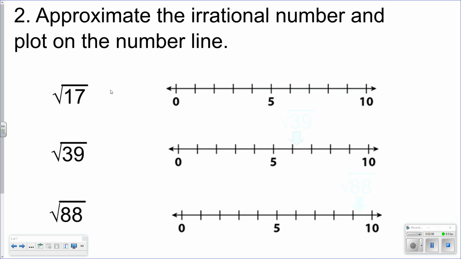So here we're going to approximate the irrational number and plot it on the number line. So we have the same thing. The square root of 17 is between two perfect squares of 16 and 25. So it's going to be right there between the 4 and 5, but much closer to the 4. The square root of 39, that's going to be between the perfect squares of 36 and 49, so right in here, but again closer to the 6. The square root of 88, that's going to be between the two perfect squares of 81 and 100, but closer to the 81.